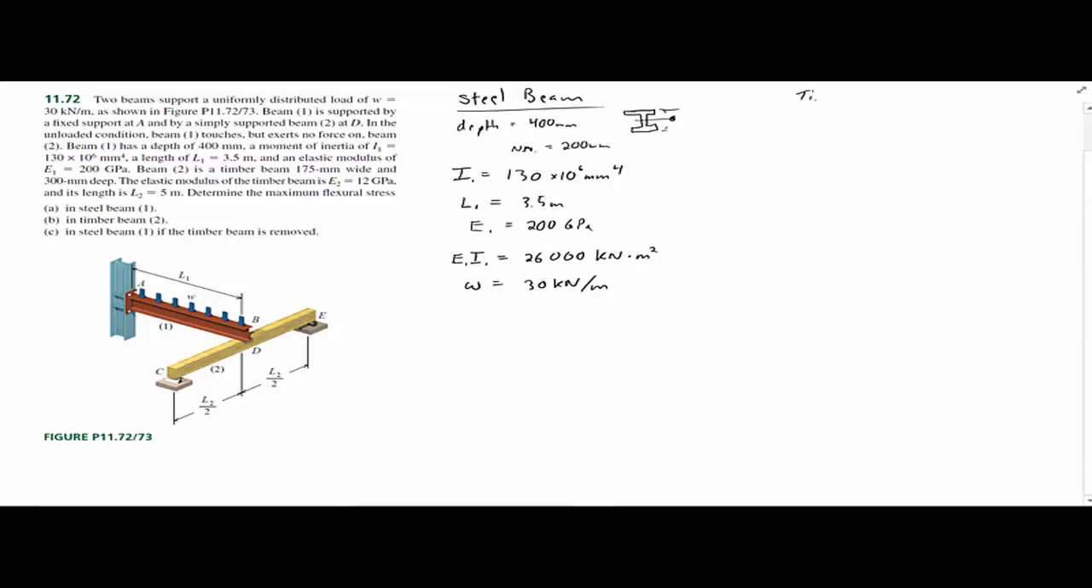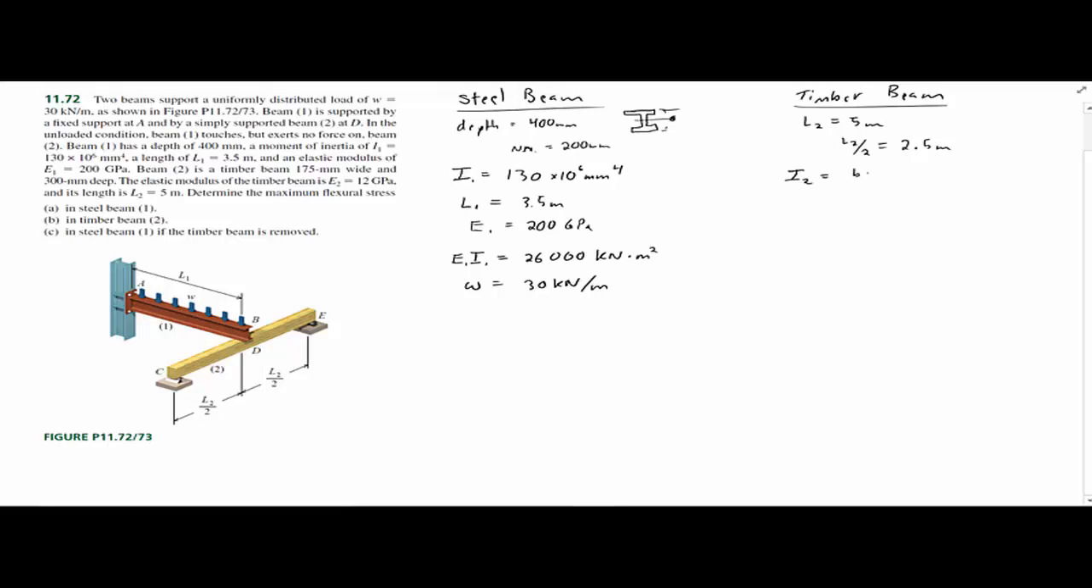And then we'll do the timber beam. Here, the first thing is L sub 2 is 5 meters, and then L sub 2 divided by 2 equals 2.5 meters. And then the moment of inertia, which is not given, but we can find that because the section property states that the timber beam is 175 millimeters wide and 300 millimeters deep.